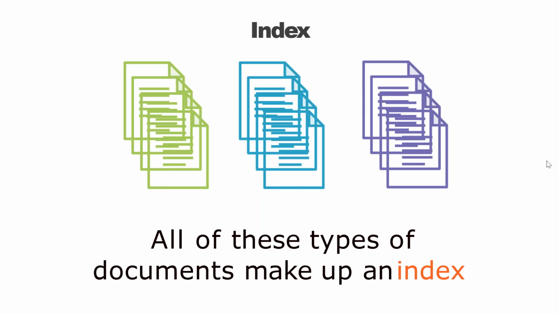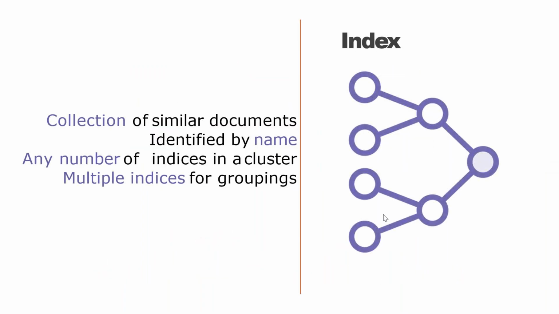So all of these types of documents make up an index. Index: a collection of similar documents, identified by name. There can be any number of indices in a cluster, with multiple indices for grouping. When we have one index, it's called an index, but when we have multiple, you call them indices. Remember, you may have any number of indices in a cluster.